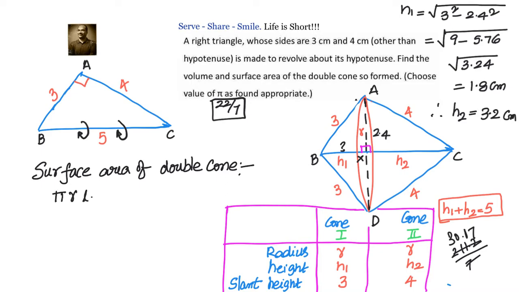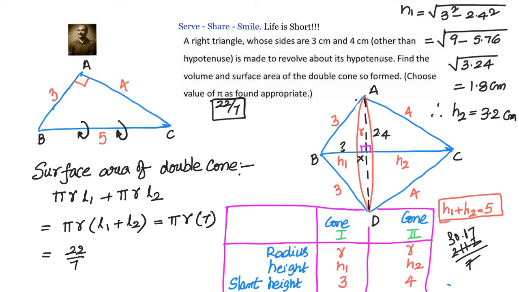Okay, ignore 30.17 there. Surface area of double cone is given by pi r into L1 plus pi r into L2. Only we will consider curved surface area because the base of these two cones is hidden. You can't see the base. So only CSA1 plus CSA2, that is pi r into L1 plus L2. But we know L1 plus L2 is 3 plus 4 equals 7. Substituting pi equals 22 by 7, 22 by 7 into 2.4 into 7. 7 and 7 will cancel. Makes this calculation pretty easy. 22 into 2.4 is 52.8 cm square.